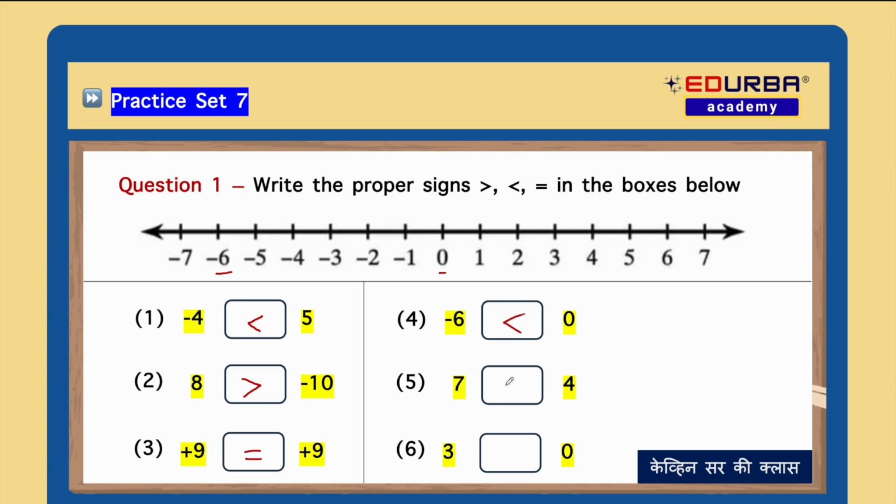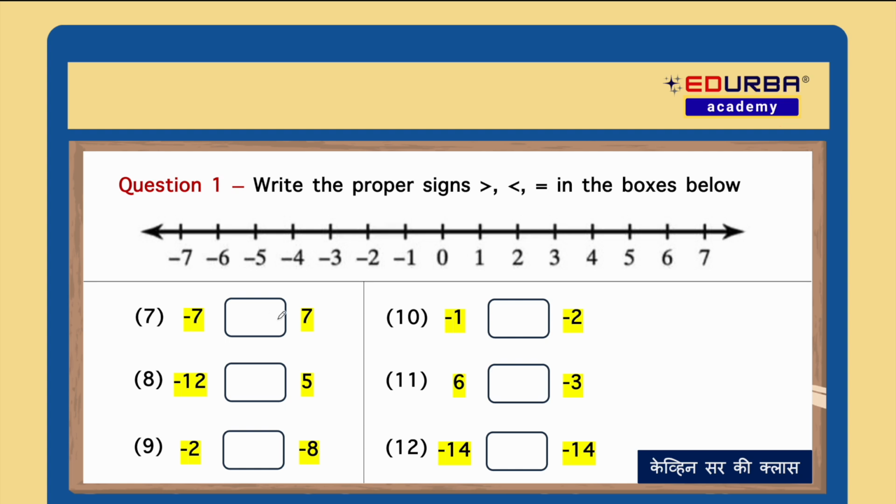We have 7 and 4, so 7 is greater than 4. We have 3 and 0, and 3 is greater than 0. Here we have -7 and 7, we know that 7 will always be greater than -7. We have -12 and 5. 5 is on the right side, so 5 has to be greater than -12.